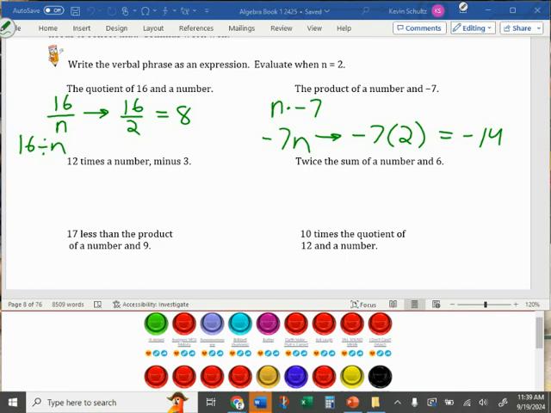Let's look at twice the sum of a number and 6. This one is a little bit wordy. It's got multiple operations in it. Twice the sum of a number and 6.